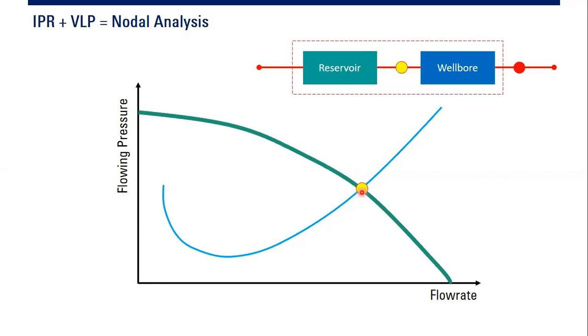So now we perform nodal analysis, where the intersection of these two curves is this point here. We call it the operating point or operating condition, which is indicated by the flowing bottom hole pressure, if we go to the left, and the flow rate, if we go down. So this is the operating point of our well, the intersection between the IPR and the VLP.